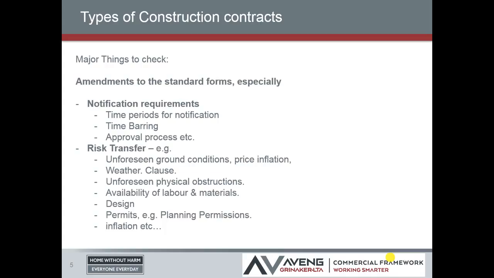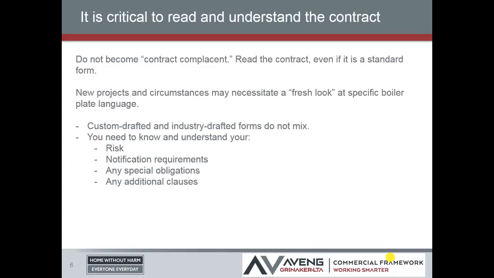Is there an approval process that you have to go through in order to put a notification in? So for example, you might have a shop drawing approval process or a material submittal approval process to go through before you can say that this element is in delay. And you really need to understand risk transfer, and I'll cover that in a lot more information, but typical things like unforeseen ground conditions, weather, unforeseen physical obstructions, etc. You really need to understand what risk have you taken on.